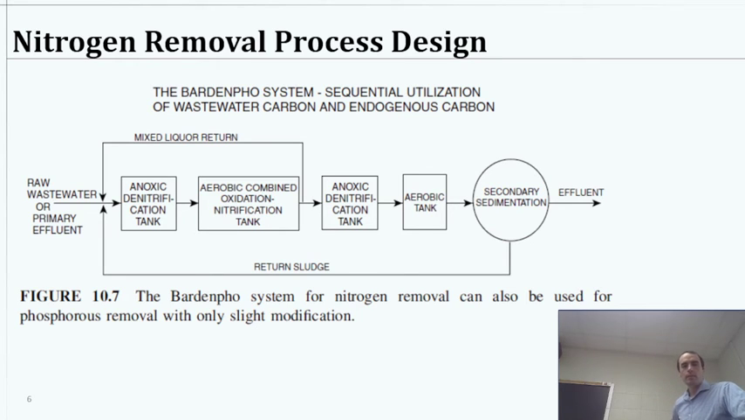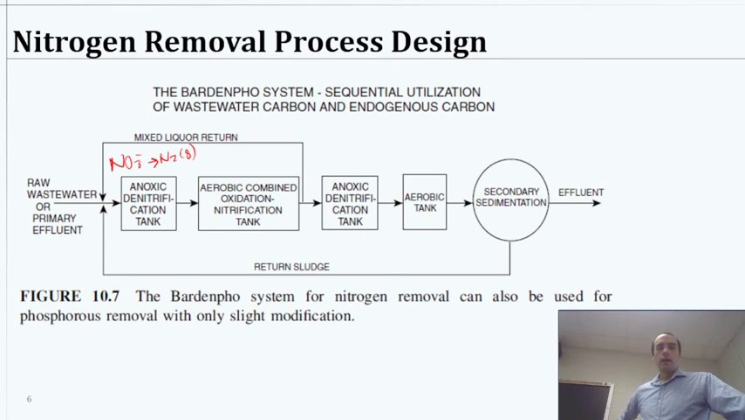Here's another. This is the Bardenpho system, sequential use of wastewater carbon and endogenous carbon. So we have our raw wastewater, or primary effluent, coming in. So we first do an anoxic denitrification. So before we even do anything, here's where we're trying to go from whatever nitrate exists into N2 gas. Once we get it into nitrogen gas, by the way, that's effectively removed. We consider that gone. It just goes to the atmosphere.